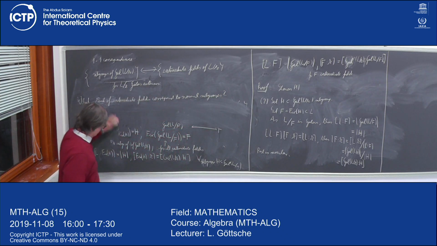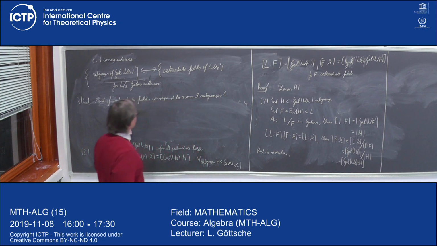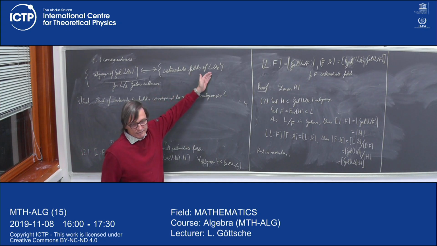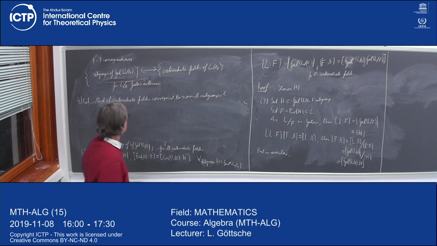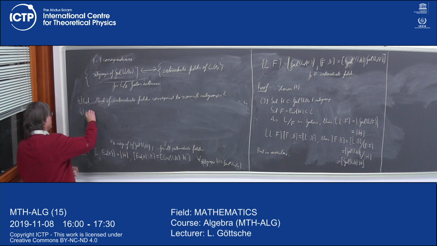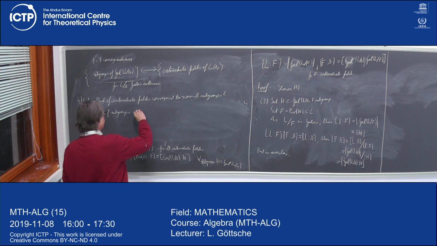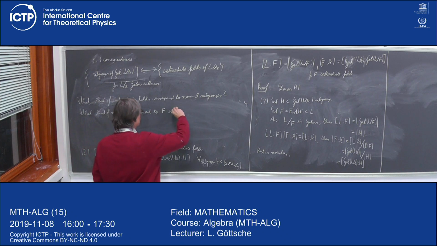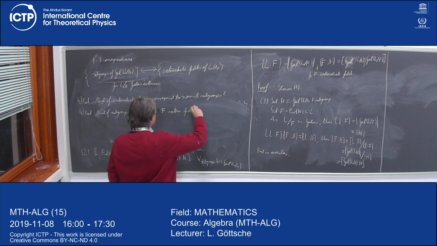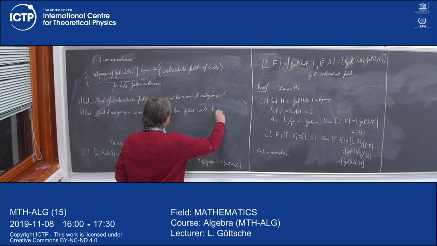We also know some other nice intermediate field. We could have that this intermediate field F over K itself is a normal extension. So what kind of subgroups correspond to F, an intermediate field, with F over K normal?